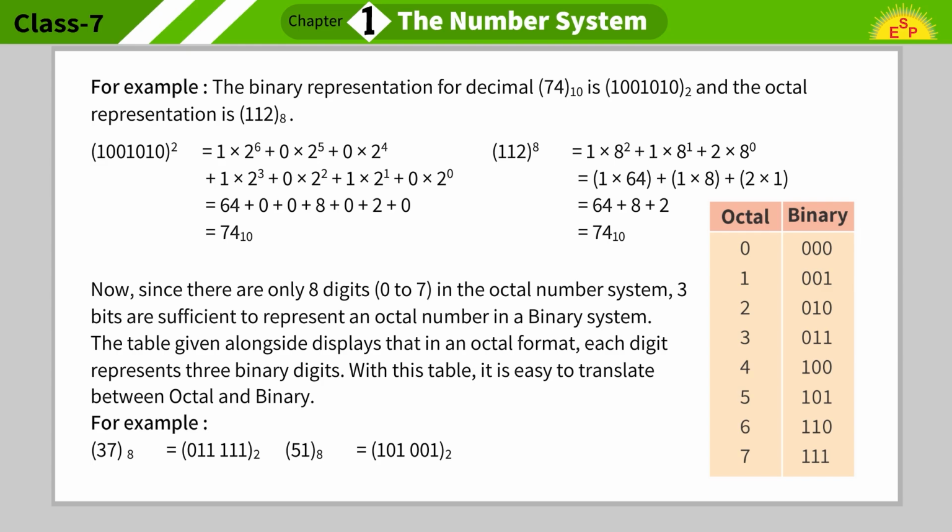For example, 37 base 8 is equal to 011111 base 2. 51 base 8 is equal to 101001 base 2.